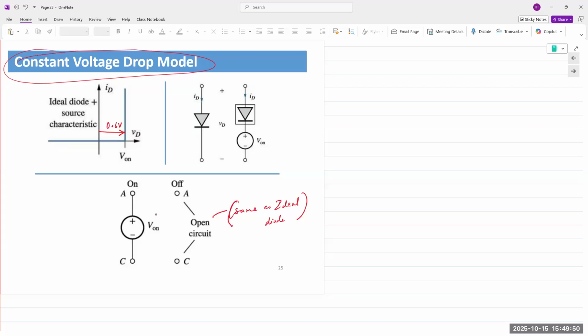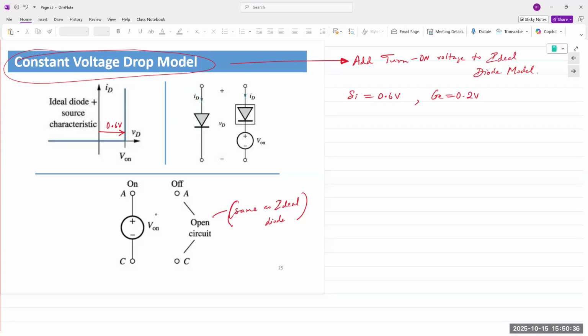So 0.6 volts. All we are doing here is adding the turn on voltage to the ideal diode model. For silicon, it's typically 0.6. For germanium, it's typically 0.2. As I said, if it's not explicitly stated in the problem, feel free to use your own.